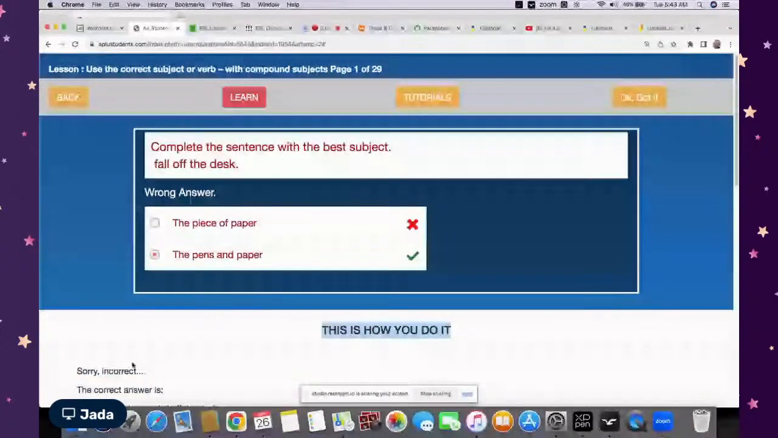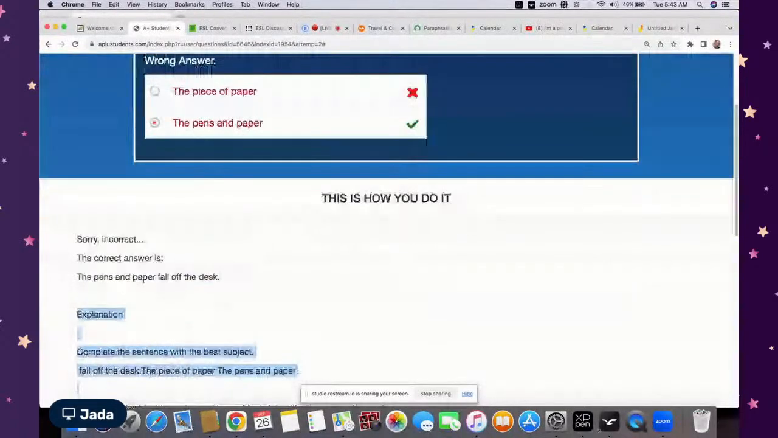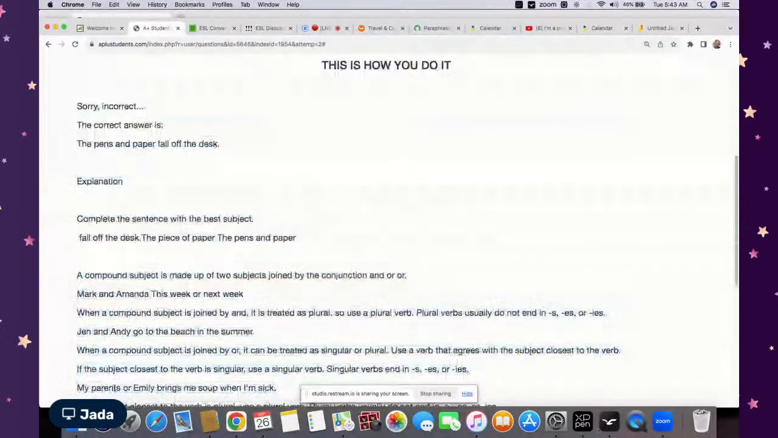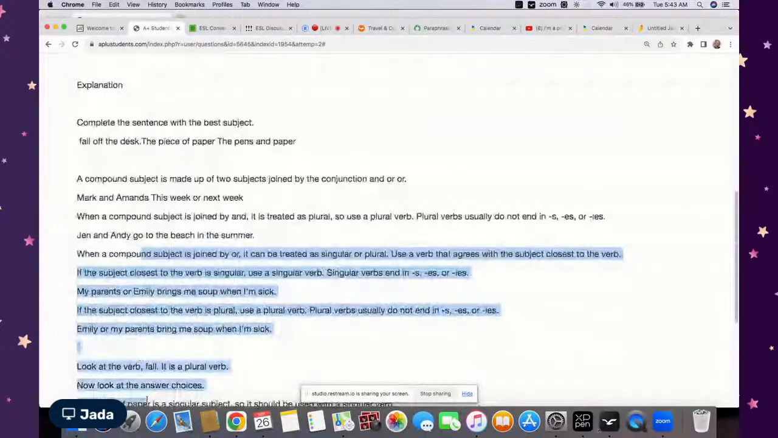Hmm? You've been talking to Patch, so you didn't pay attention. So it says that the correct answer is the pens and paper, just like I picked in the first one. Okay? So whenever you get anything wrong, you can just scroll down and read, okay?